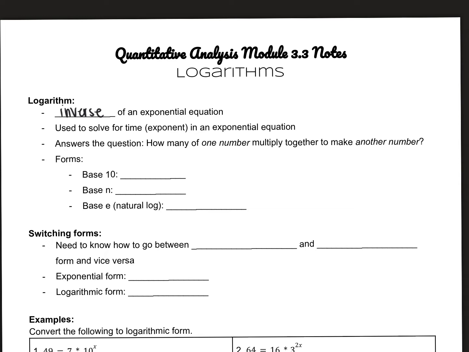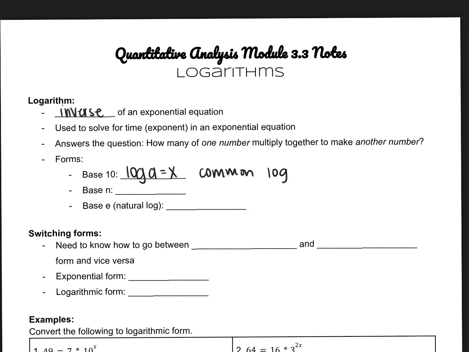There are 3 different forms you can see for a logarithm. The first one is a base 10 logarithm, which is what's known as the common log. Anytime you see the log button on your calculator, it refers to the common log. That's log of A equals X. Our base is unwritten because it's assumed to be a 10.